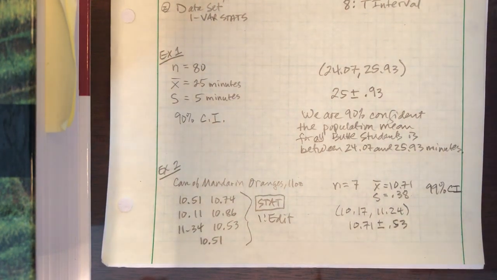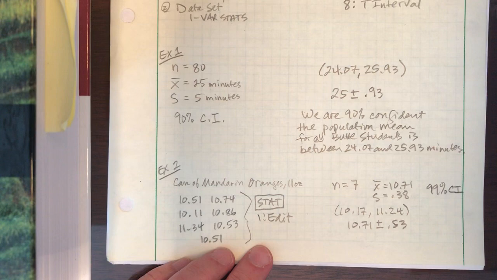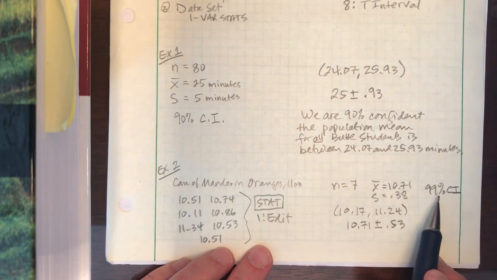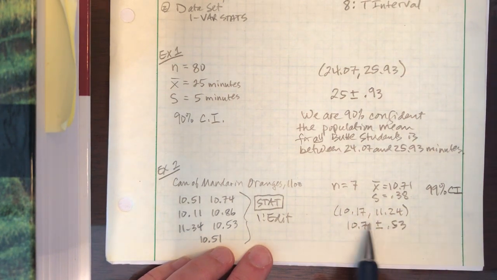But the question we were really interested in is, is it possible that the average of all of the cans of mandarins could be less than 11 ounces? And it turns out my confidence interval helps me answer that question. Remember, what's inside here is we're 99% sure that the population average is between 10.17 and 11.24. Is it possible that the population of all the cans could still be 11 ounces? And the answer is yes, because 11 is contained in here.